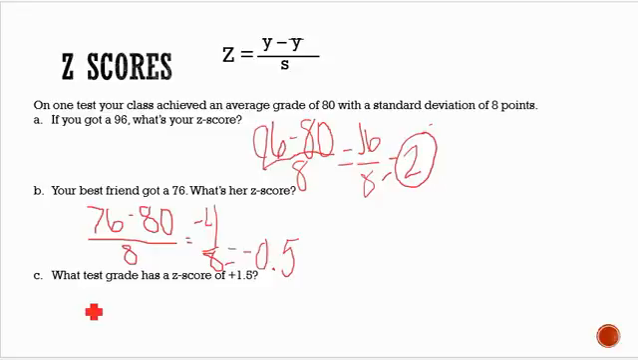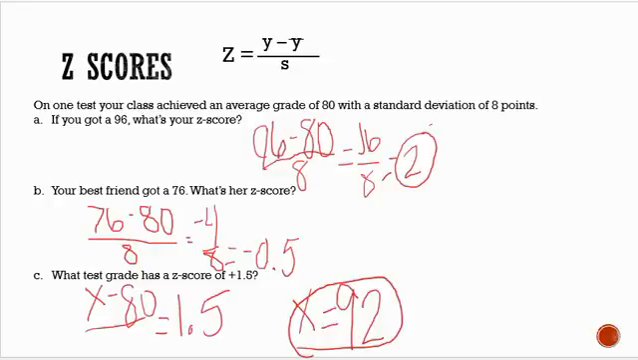The next part says, what test grade has a z-score of plus 1.5? That means you don't know your test score, so x minus 80 over 8 equals 1.5. Please solve this equation. You should have gotten x equals 92. So that means if you want a z-score of plus 1.5, you need to get a 92 on the test.